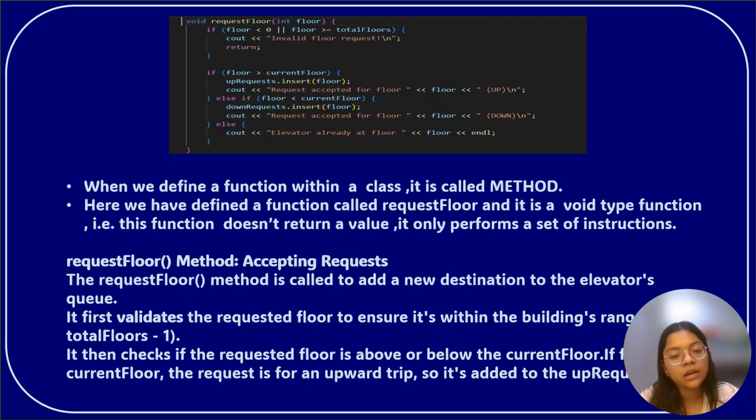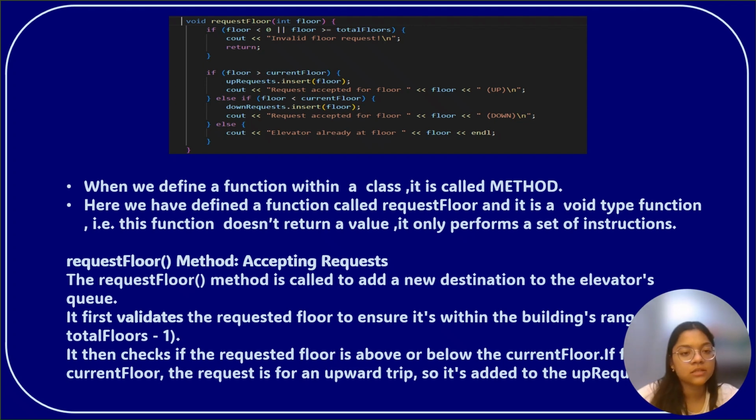Here, within the parenthesis of this function, we have taken integer floor. Basically, what is floor? Floor is the requested floor on which a user wants to go. In the previous slide, I had said that integer floor is the total number of floors in the building, but it's wrong. It's the requested floor.